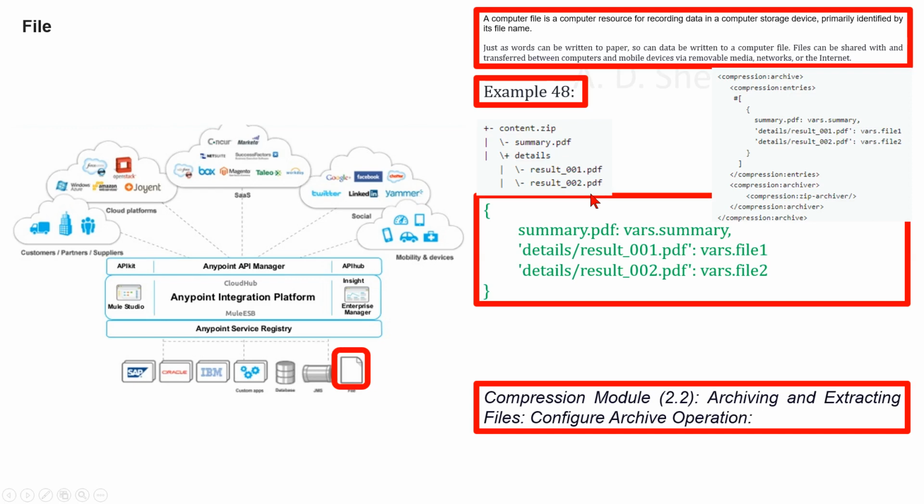If you create the input to the archive operation using a DataWeave expression, the expression must output an object used to build the Java map object. Define unique keys to add the entire object to the archive.